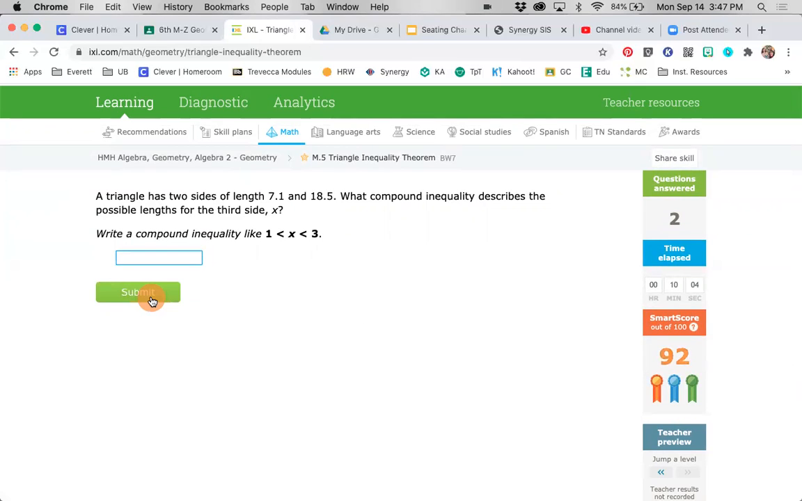I'm going to do this one just really quickly. You've seen several examples like this already, and I would really like to find another one where we have to write the inequality. So 25.6 is our largest. That comes from adding these two numbers. And then our smallest side comes from subtracting 18.5 minus 7.1, and that should be 11.4.